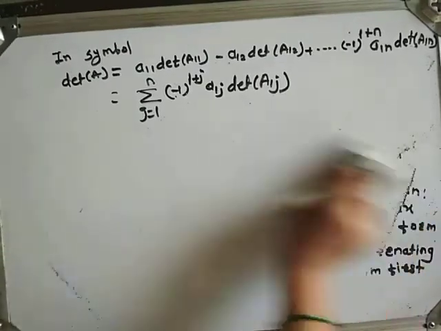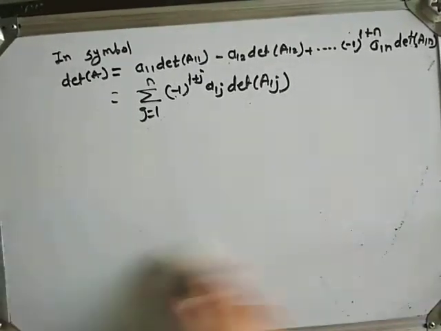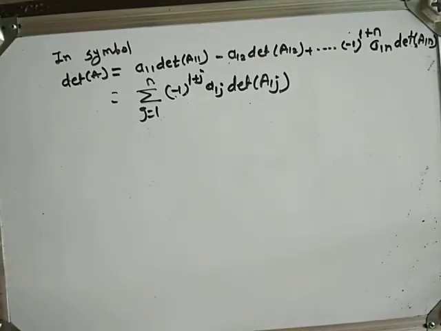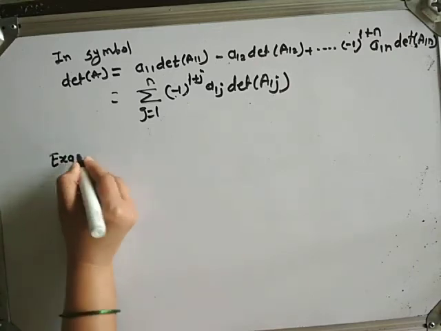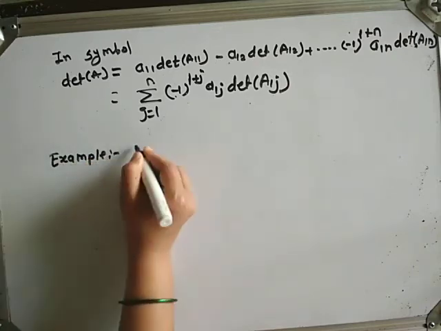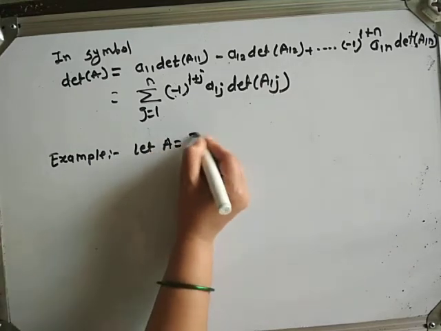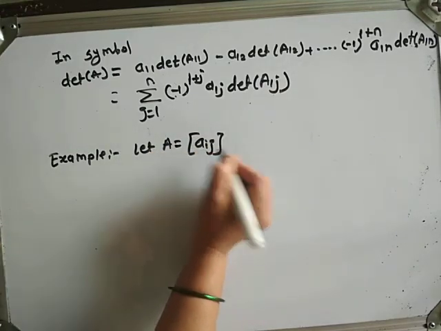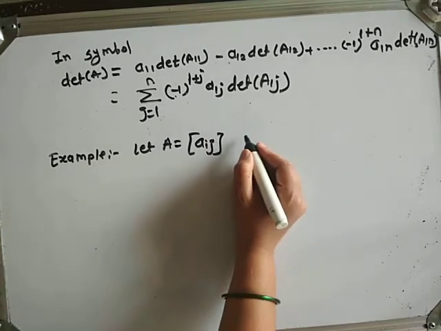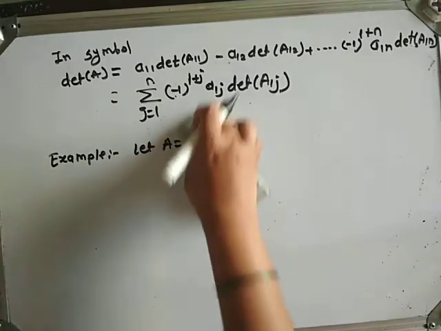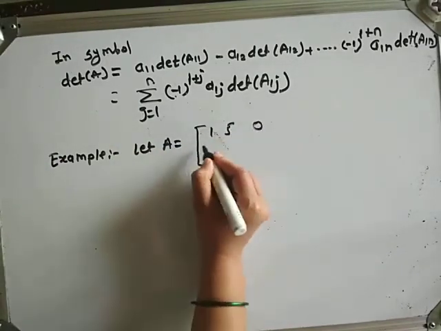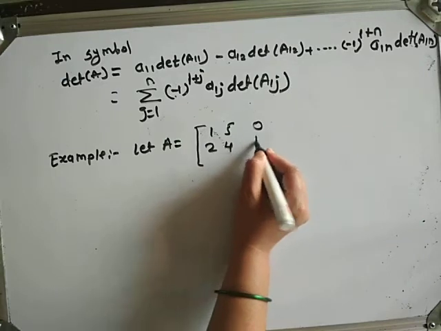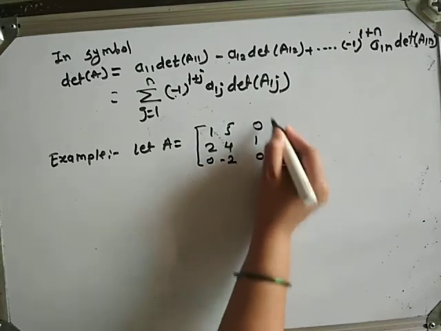Now we will take examples. Let us take the first example on the determinant of a matrix. Let capital A be the matrix with rows 1 5 0, 2 4 1, 0 minus 2 0.